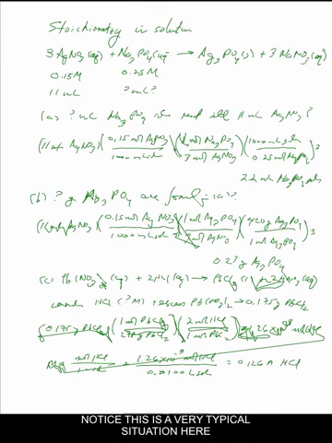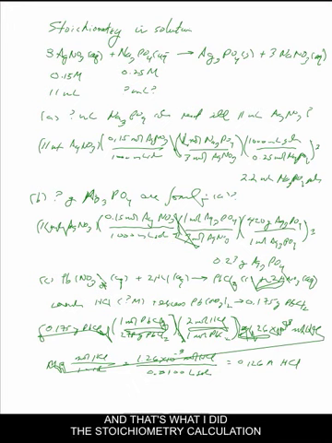Notice this is a very typical situation here, that when somebody asks you what's the molarity of the solution, the first thing you should do is write down, what do you mean by molarity? It's moles of the solute per liter of solution. And you know, usually you have one of these numbers given to you right away. That's usually, in these cases, the volume. I said I had 10.0 mils of solution, and so therefore that's the volume. Now I need to know the moles, and that's what I did the stoichiometry calculation for, to figure that out.